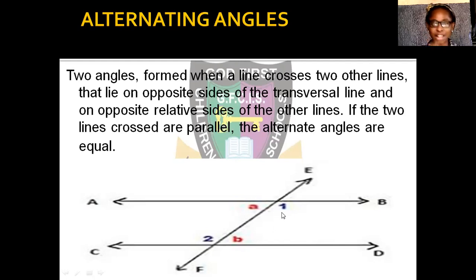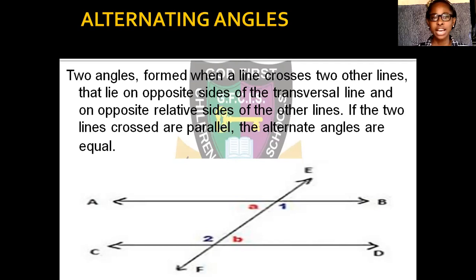alternating angles, and they are equal. On our screen we can see 1 and 2. They are opposite each other. This is 1 and this is 2, and this is called alternating angles. We also have A and B, opposite each other. It is called alternating angles. So alternating angles are equal. Don't forget, because we're going to use it for our calculation ahead. Don't forget that alternating angles are equal once they cross the transversal line, and they are opposite each other. They are called alternating angles, and they are equal.